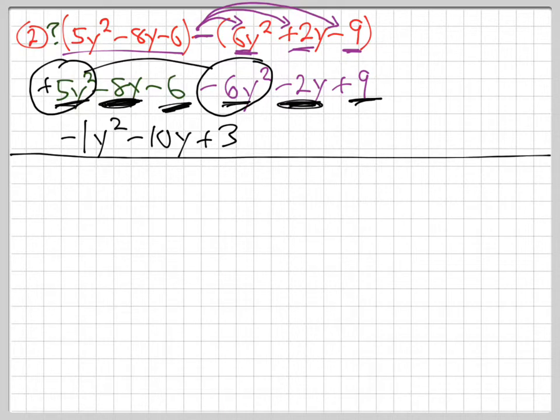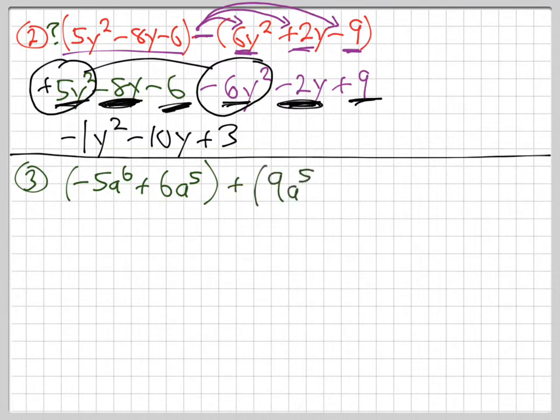That's all we got to do. You remember that kind of thing? Like terms and all that stuff? Yeah. Are we simplifying? Number 3. So number 3, minus 5a to the 6th plus 6a to the 5th plus 9a to the 5th minus 9a to the 6th.